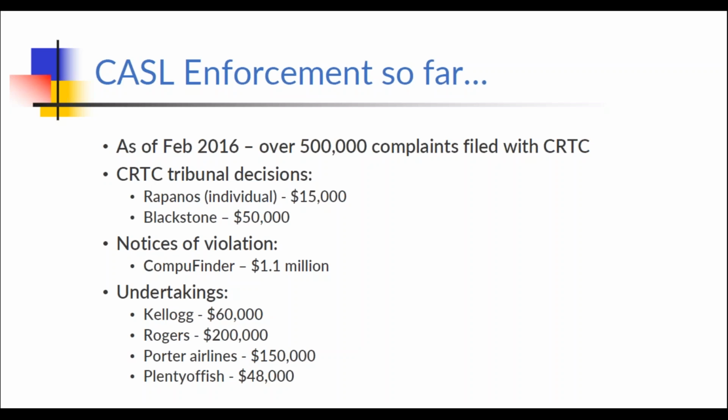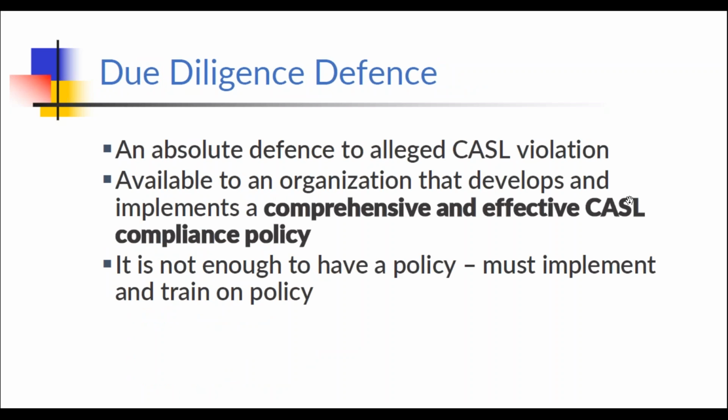So the four that we know of are Kellogg Canada, who paid a $60,000 fine; Rogers Communication, which paid a $200,000 fine; Porter Airlines, which paid $150,000; and Plenty of Fish, which is a dating site, which paid $48,000. So again, a lot of money, a lot of zeros. Some of these companies can bear it, it's still a lot of money, but if you think about yourselves and your organizations, those numbers are punishing.